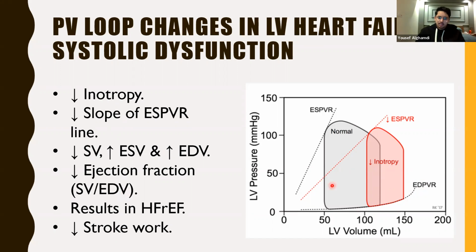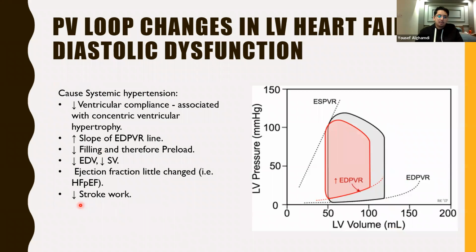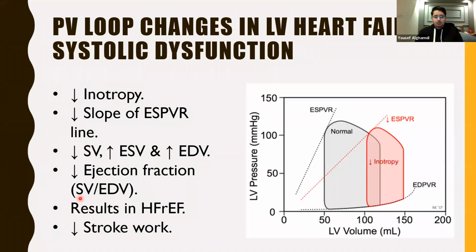Your ejection fraction will decrease. I believe this is your ejection fraction. Here, from 50 to 150, it's about 70, and here it will be about 40 maybe. That's not the exact number. Systolic dysfunction will result in heart failure with reduced ejection fraction, which will cause a decrease in your stroke work. Something in common between systolic and diastolic dysfunction is that they both have a decreased stroke work, okay?